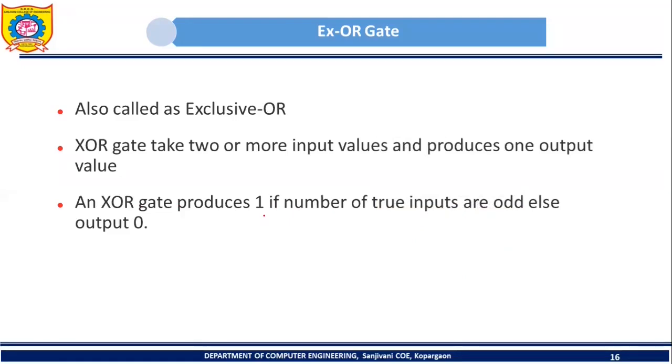Output of XOR gate is 1 if number of true inputs are odd. True input means logic 1. So if number of logic 1s are odd, then output of XOR gate will be 1.